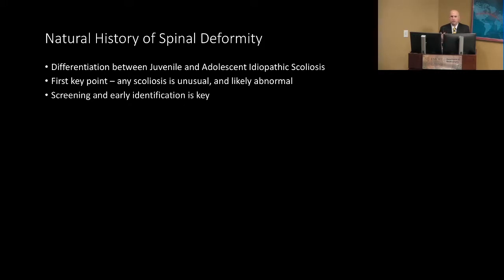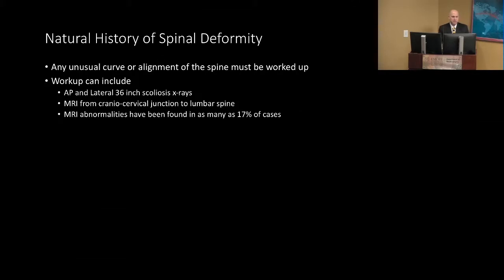And that's part of the reason why all of these school screening programs were implemented, because early identification is key to preventing these curves from progressing. The workup can include AP and lateral 36-inch scoliosis x-rays. Typically, especially in younger children, that includes an MRI from the craniocervical junction down to the lumbar spine. And in some of the more modern natural history studies, MRI abnormalities have been found in as many as 17% of just screened scoliosis cases.